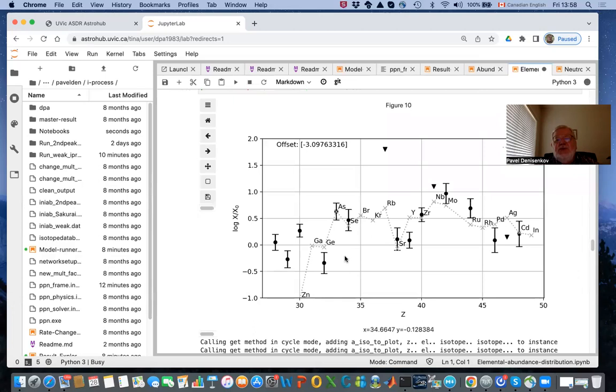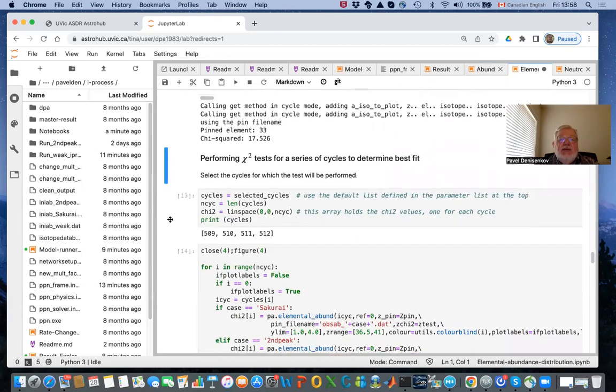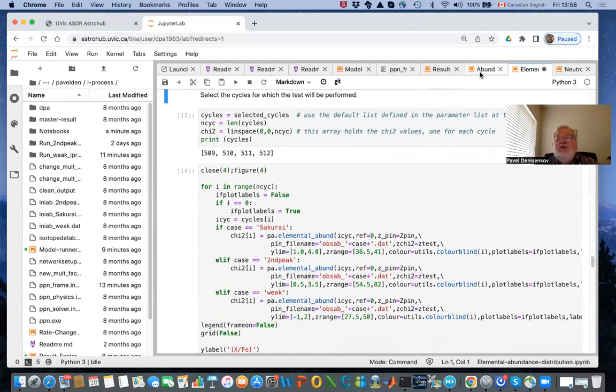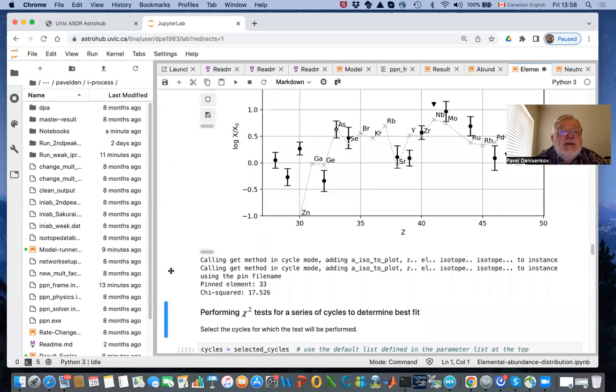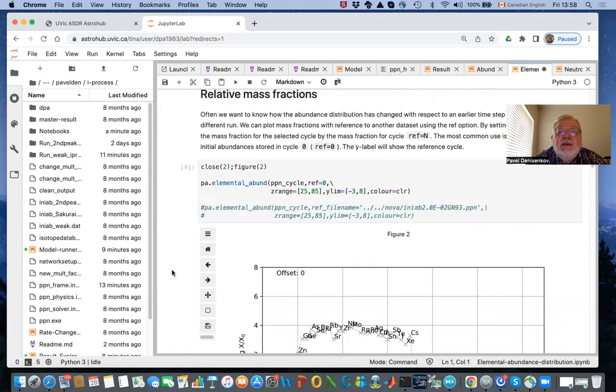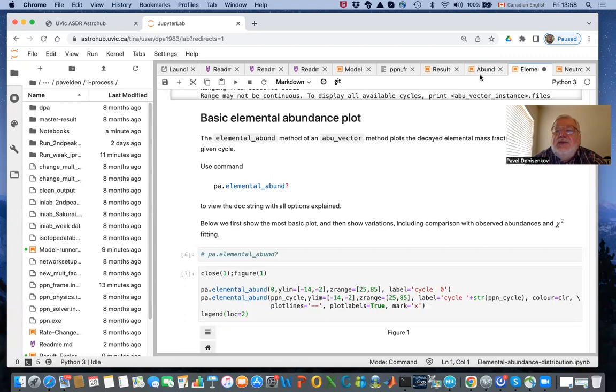So in this plot, we compare results of our computations, this curve, with observed abundances, you can see. So this black dots with error bars, these are observed abundances, okay? And so on. So you can use these additional notebooks to do more detailed analysis of one zone I process nuclear synthesis computations.